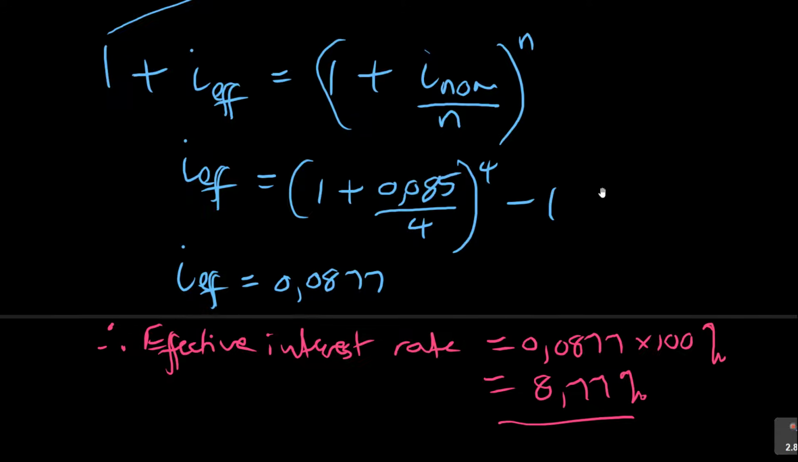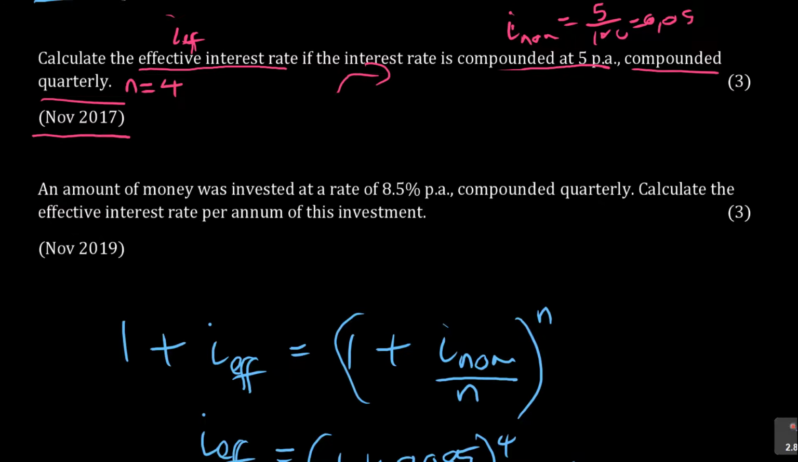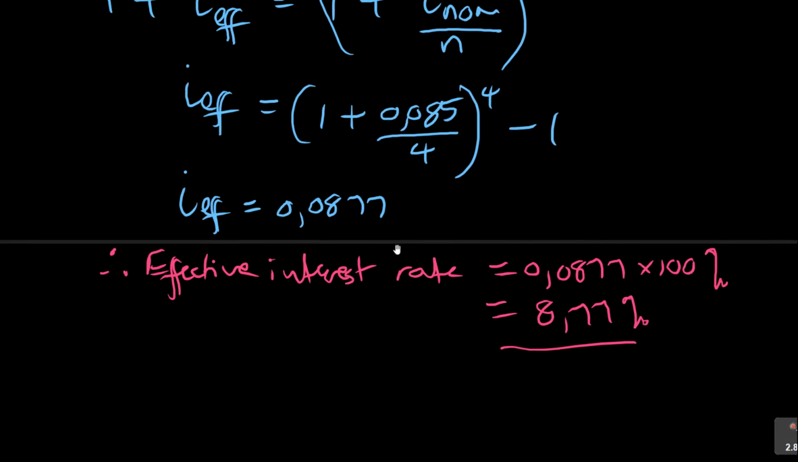Now, this is what I wanted to say. I want to change this question here because the questions are the same. I haven't seen any question asking you to calculate the nominal, but let's change it. I will say an amount of money was invested at an unknown rate. We'll call that unknown rate. They say we don't know that. It was invested at an unknown rate per annum, compounded quarterly, right? The effective interest rate of this investment, what was the effective interest rate we calculated? It's 8.77.